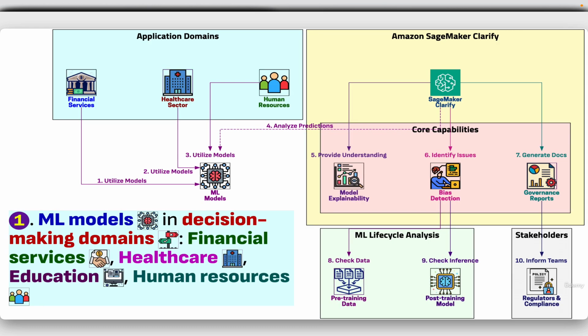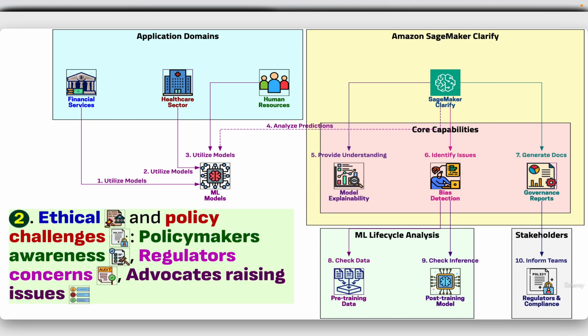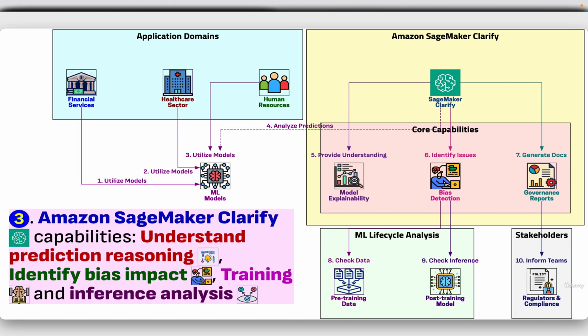Machine learning models are helping make decisions in domains including financial services, healthcare, education, and human resources. Policymakers, regulators, and advocates have raised awareness about the ethical and policy challenges posed by ML and data driven systems. Amazon SageMaker Clarify can help you understand why your ML model made a specific prediction and whether bias impacts this prediction during training or inference.